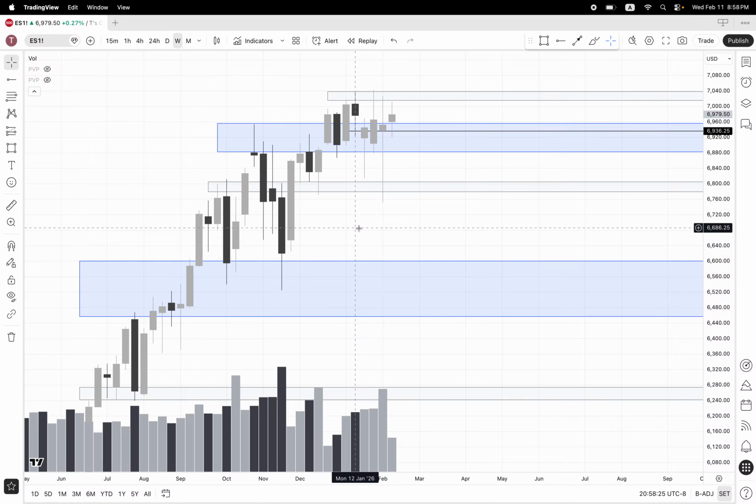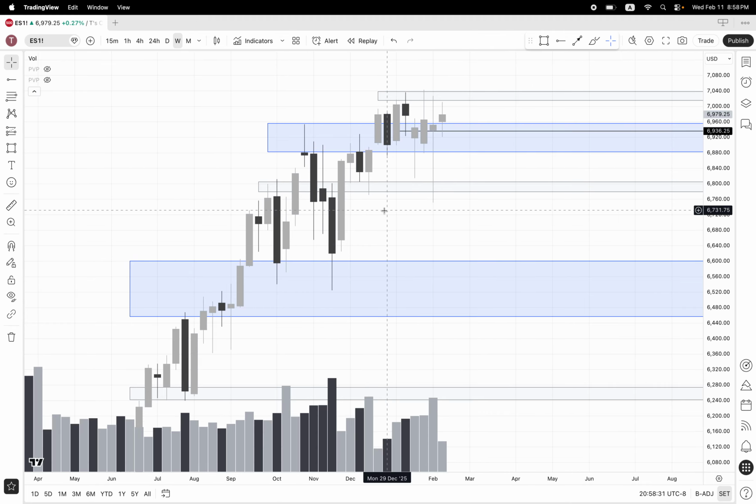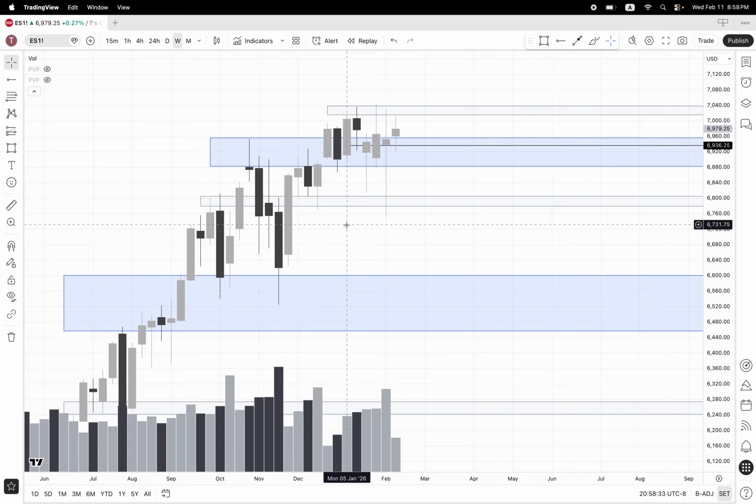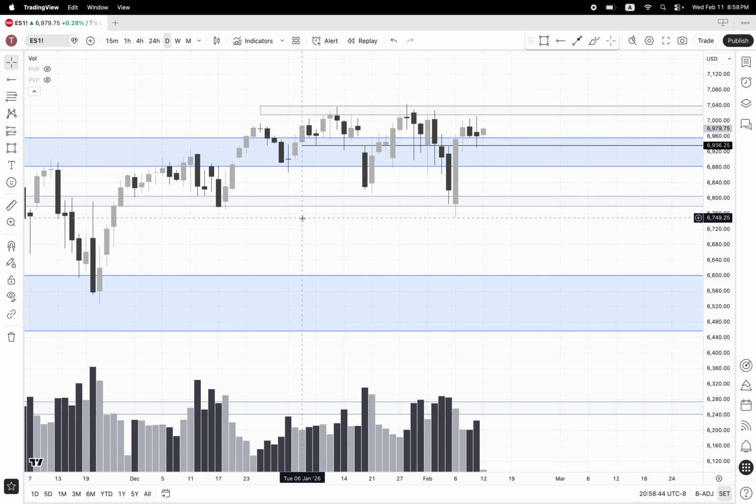They're critical because they are much more reliable. They do produce better bounces. They do produce better upside downside moves. They're more reliable. So once you map them out on a weekly, drop down to the next one. In this case, it's going to be daily.